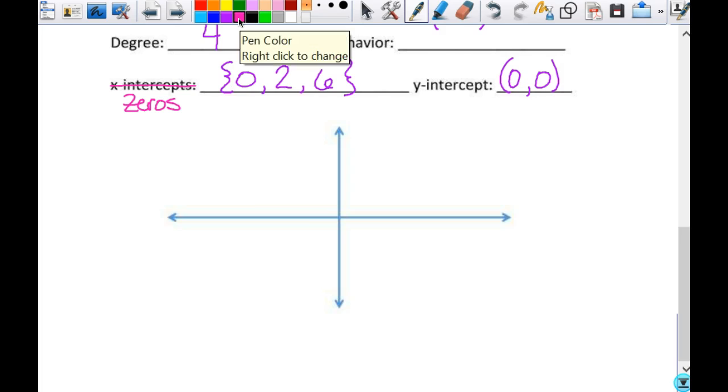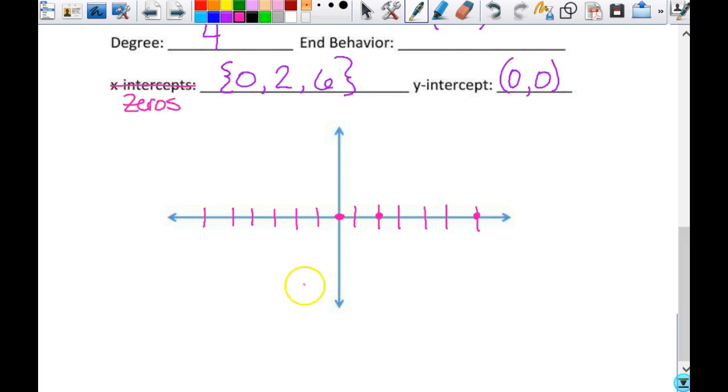We've got the y-intercept at (0, 0). I'm here at 2 and at 6. And I know because of my end behavior, it's going to go up here and then down here. I would suggest that, well, I guess it shouldn't matter. You go ahead and draw those in. They both go up. Never mind. They both go up. I'll see if you're paying attention. Good job. There we go.